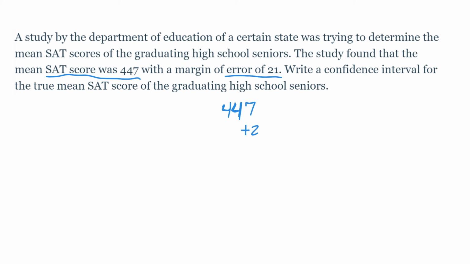Well, the higher limit is just going to be adding 21 to this amount, which would take us to 458. And then our lower limit is going to be subtracting 21, which would take us to 426. So our confidence interval would be between 426 and 458.